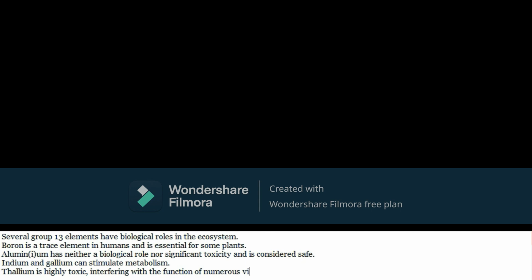Several group 13 elements have biological roles in the ecosystem. Boron is a trace element in humans and is essential for some plants. Aluminum has neither a biological role nor significant toxicity and is considered safe. Indium and gallium can stimulate metabolism, and thallium is highly toxic, interfering with the function of numerous vital enzymes, and has been used as a pesticide.